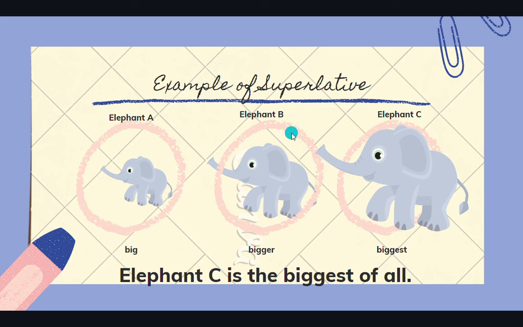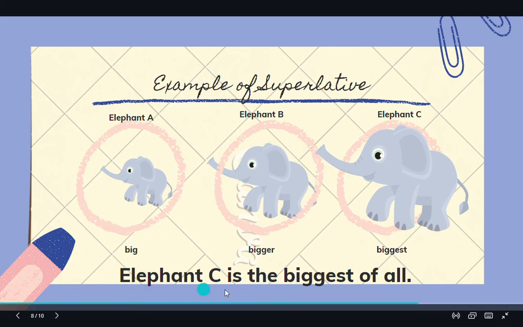Okay. If we use superlative adjective in the sentence, it will be like this. Okay. Elephant C is the biggest of all. Gajah C adalah yang paling besar di antara kesemuanya. Okay. This is example in the sentence. Elephant C is the biggest of all. Okay, very good.